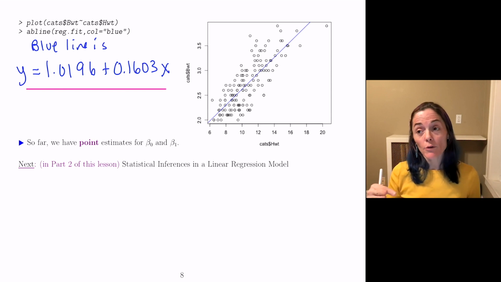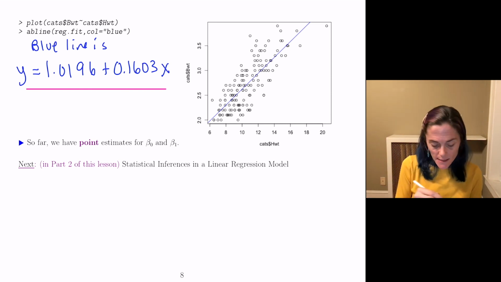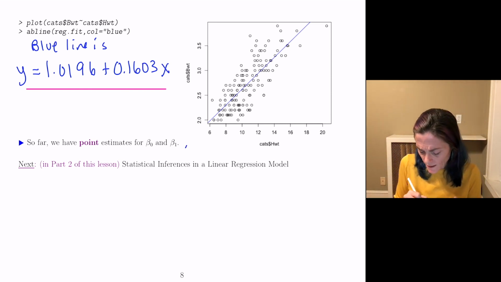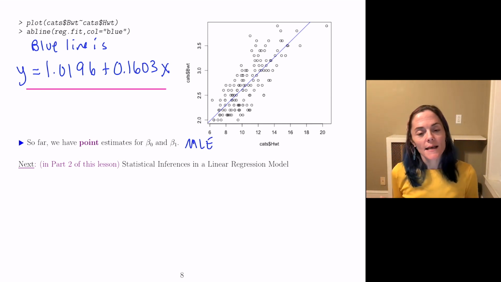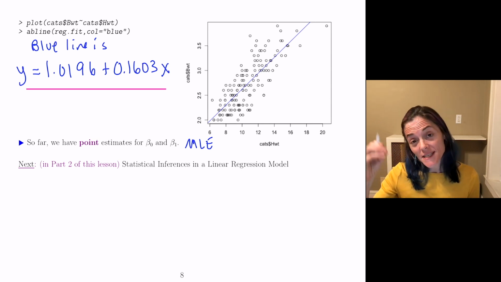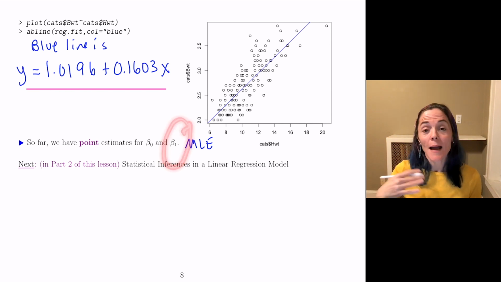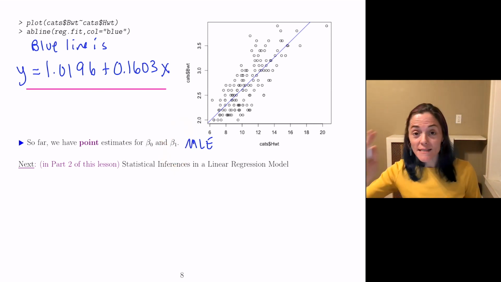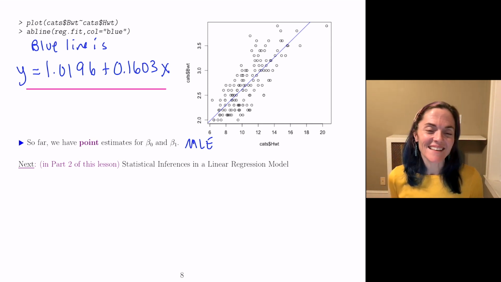So we've talked about the linear regression model. We've talked about point estimates for beta 0 and beta 1. We used MLE. Equivalently, these are the least squares estimates. But what's coming next is statistical inference in linear regression models. So we want hypothesis tests really on this beta 1, the slope. This is the more important one. For inference, we will have confidence intervals for beta 0 and beta 1, and well, many more things. So this is to come in part 2 of this lesson. Thank you so much.